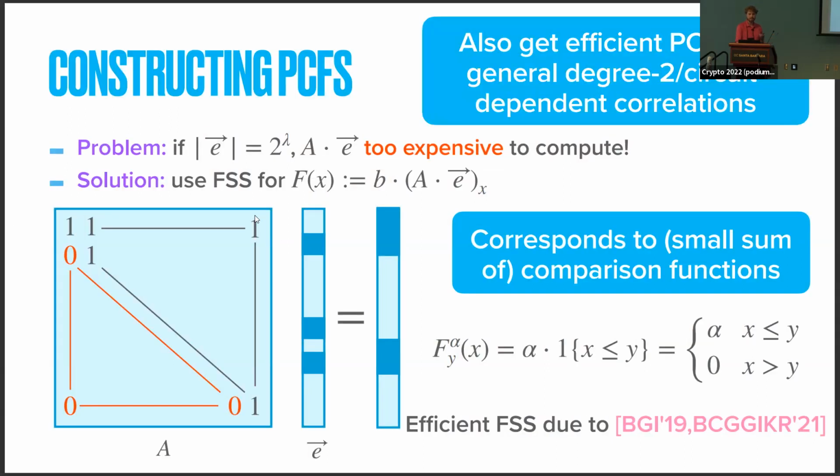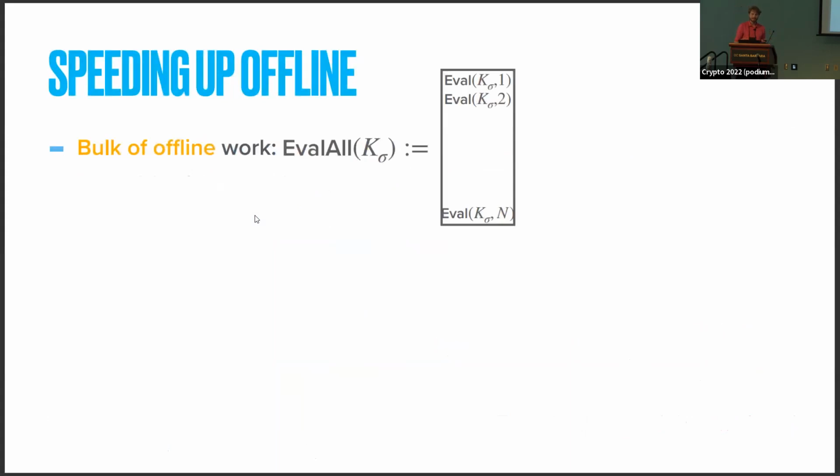And we can even get PCFs for some other sort of correlations, like general degree 2 correlations. There we need to share 2-dimensional interval functions, like a product of these 2 comparison functions. But in any case, all these details are available in the paper. Now, we have one more contribution, which is very disjoint and orthogonal to everything I've said thus far. So I'll try to briefly hint at it, but this might be a bit of a change in tone. So in the offline step, basically, we do this function secret sharing for this vector B times E.